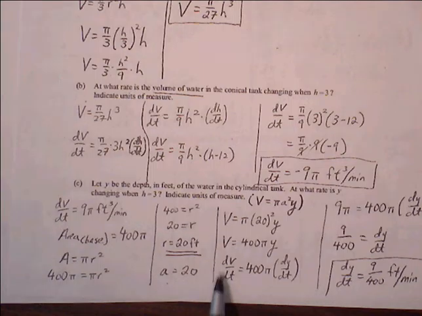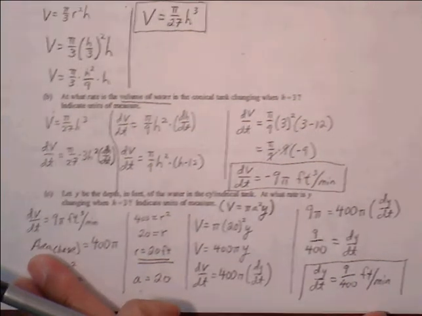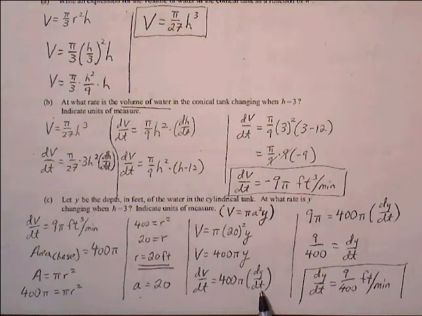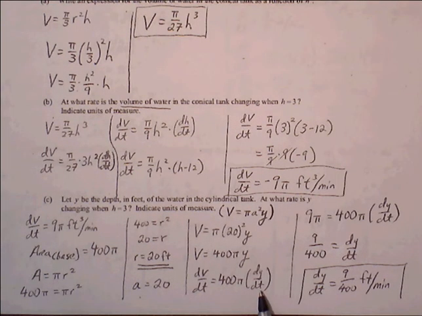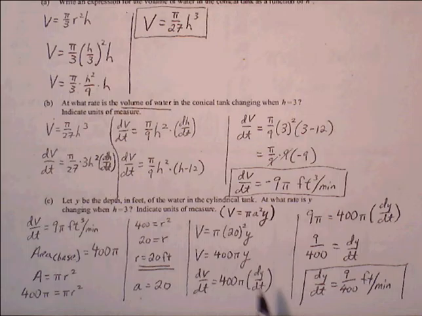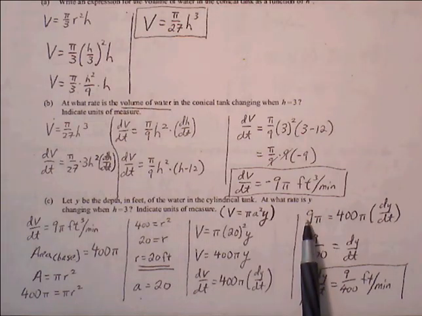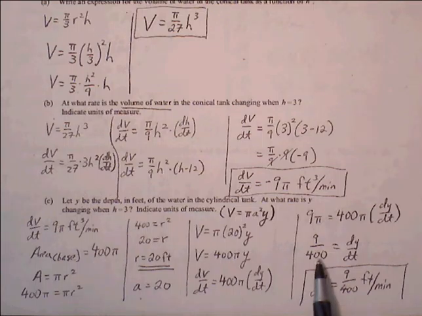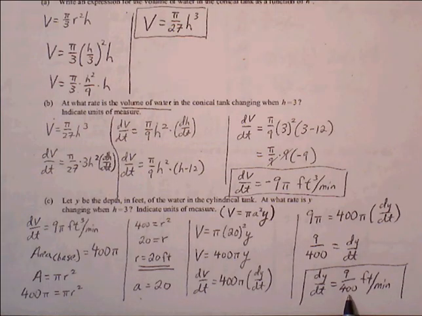So dV/dt gets replaced with 9 pi, and then our last step is simply solving for dy/dt, which represents the rate of change of the height of the water level, or the depth of the water level. So dV/dt is 9 pi. We can divide both sides by 400 pi. The pi's cancel out. 9 over 400 is equal to dy/dt. So there we have it. The rate of change of the height of the water in the tank is going to be 9 over 400 feet per minute.